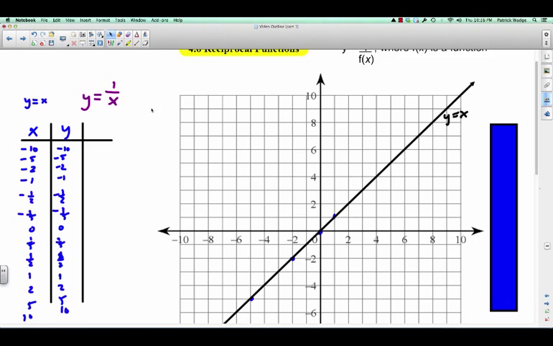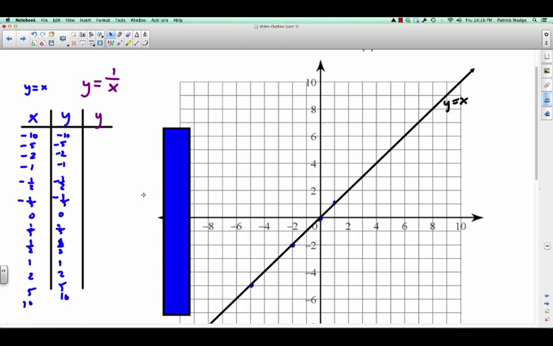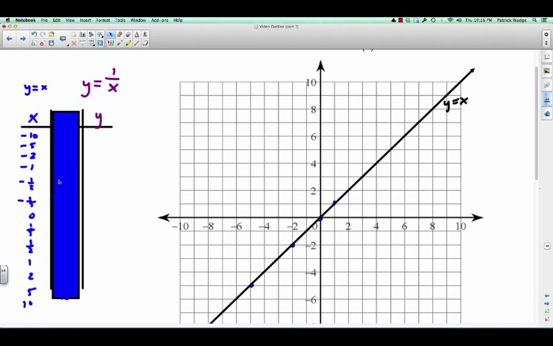Now what we're really interested in is y equals 1 over x. This time we're going to fill in a table of values for y, ignoring the middle one. I'm going to look at what happens to these x values when we plug them in here. Putting -10 in here, I get 1 over -10, which is -1/10. I put -5 in here, I get -1/5. I put -2 in here, I get -1/2.